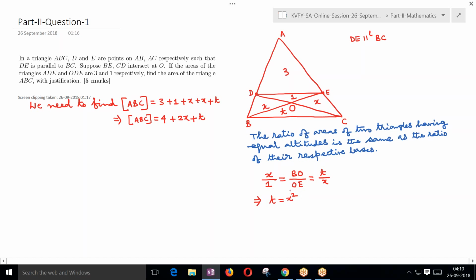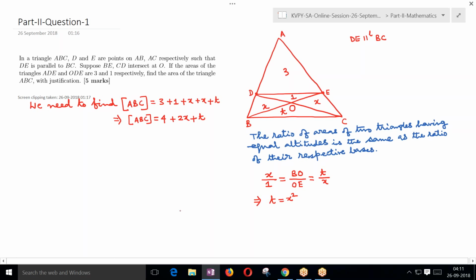So now ADE and ABC are similar. Obviously, because DE is parallel to BC, these two triangles are similar. And from the rule of the similarity of triangles, the ratio of the areas of two similar triangles is equal to the ratio of the squares of the corresponding sides.